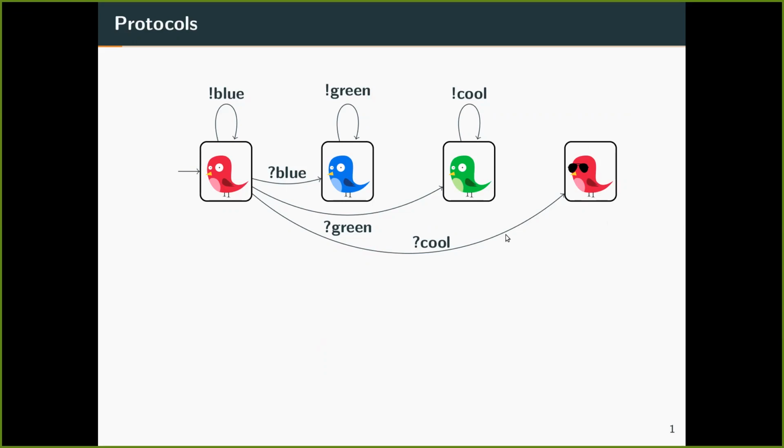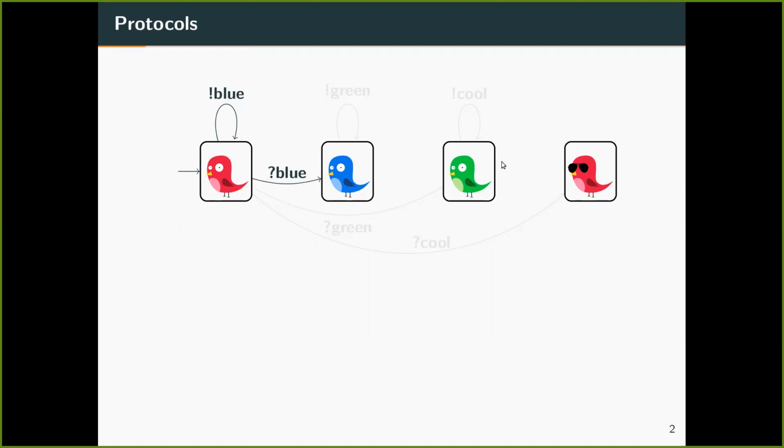Let us look at the transitions of the example given here rather closely. Let us consider the transitions labeled by the message blue. There is a self loop at the red bird state labeled by exclamation mark blue. This means that if an agent is at the red state, then it can send the message blue and still remain at the red state. Similarly, we also have a transition from the red state to the blue state labeled by question mark blue. This means that if an agent is at the red state and it receives a message blue, then it can move to the blue state.